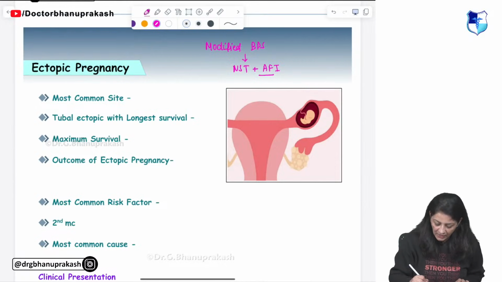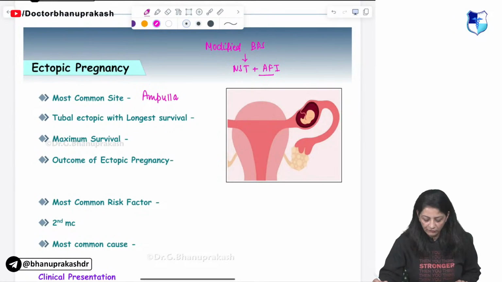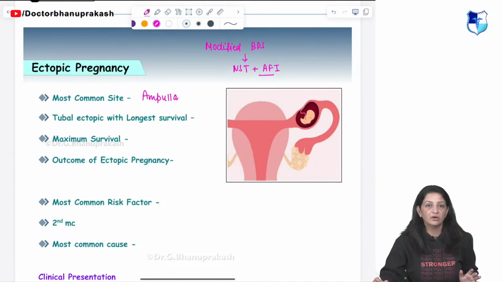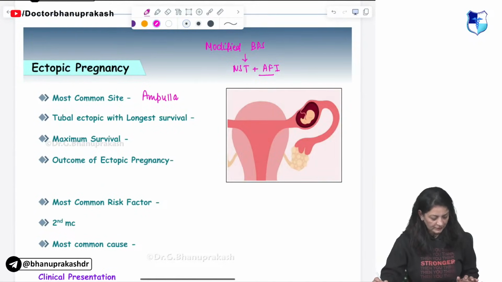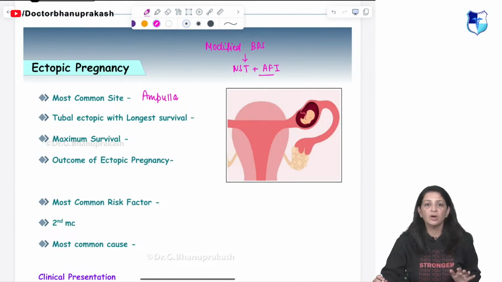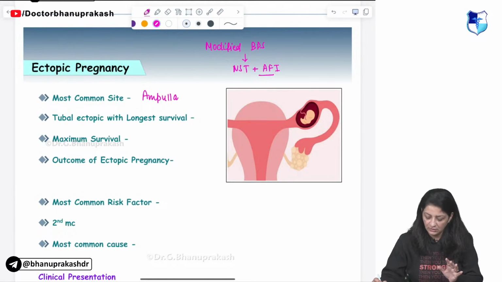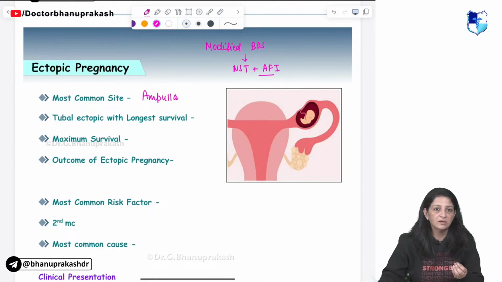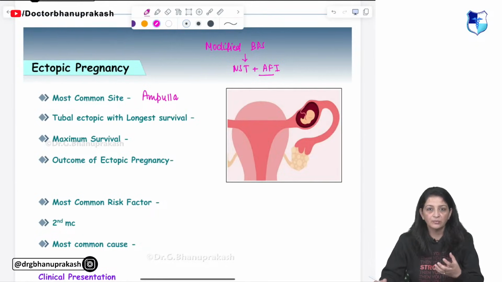So the most common site is the ampulla of the fallopian tube. Ampulla of the fallopian tube is the most common site for fertilization and the most common site of ectopic pregnancy. Ectopic pregnancy can occur anywhere: uterus, outside the uterus, fallopian tubes, interstitial part of the tube, isthmus, infundibulum, abdominal, ovaries. The least common site is the ovaries, 0.5% chances.